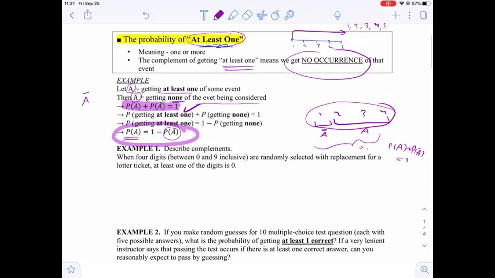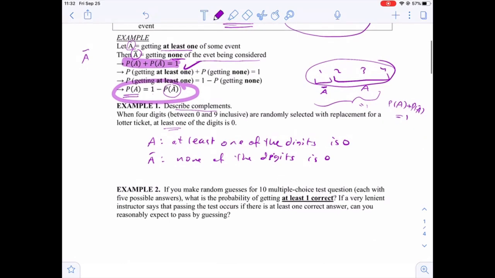Let's take some examples. Here we want to describe the complements. When 4 digits, I mean 0 to 9 inclusive, are randomly selected with replacement for a lottery ticket, at least one of the digits is 0. So the event A can be defined as at least one of the digits is 0. Now what is the complement of that? None of the digits is 0.